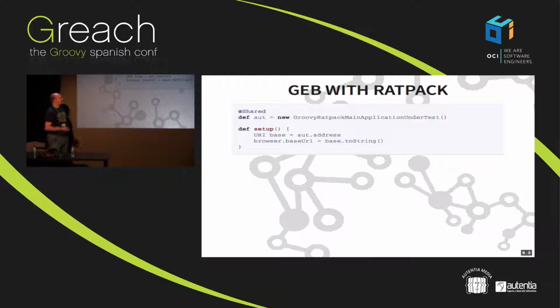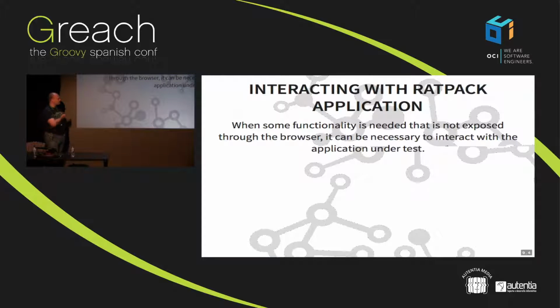So in Ratpack, you can have the application under test from the Groovy Ratpack main application under test, and you can extract the base URL from that and add it to the browser element. So we have this in the setup method of your Spark specification. From there, you just write your JEP specs. That's all the setup that it takes.